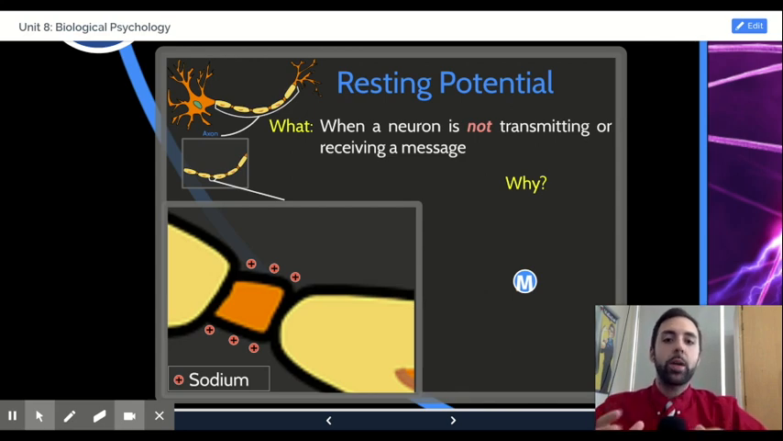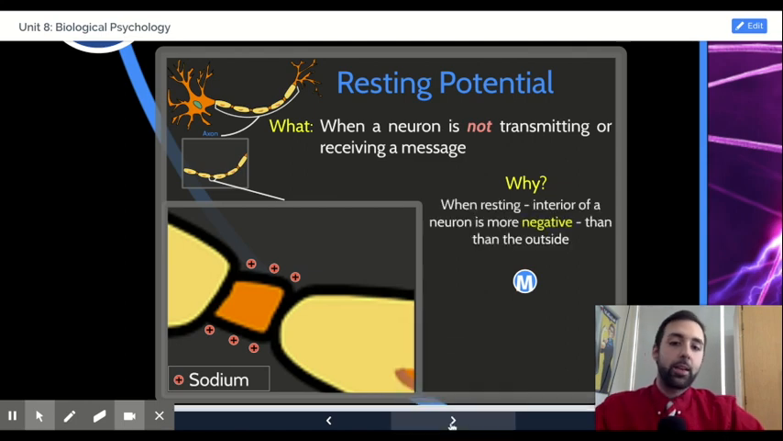Resting potential is what we call a neuron that is not currently transmitting or receiving a message. It is, as the name suggests, resting. It is not being activated. It is not being stimulated. Those sensory neurons in certain parts of your body that are not being actively stimulated through the sense of touch are currently in resting potential.